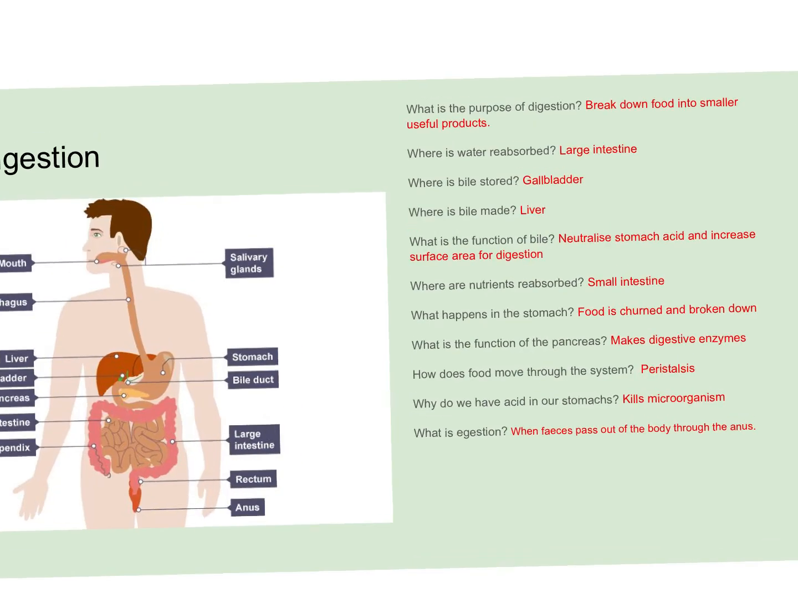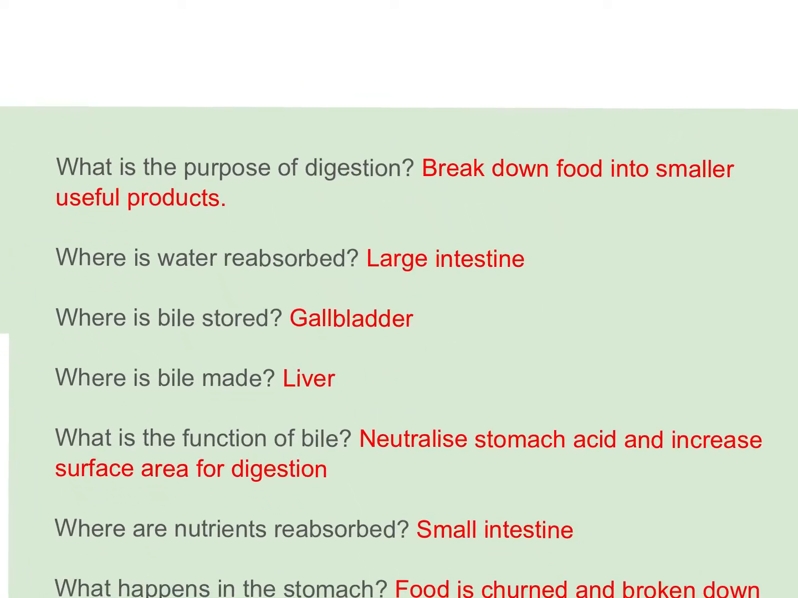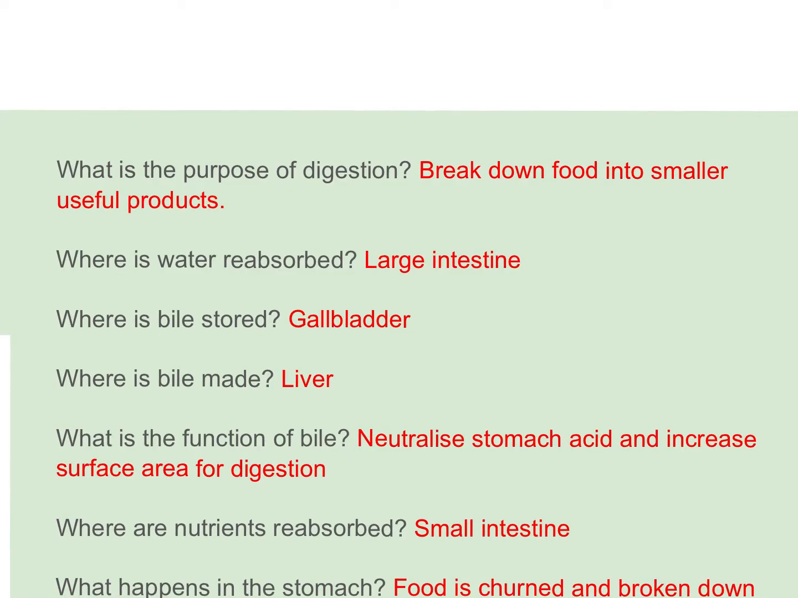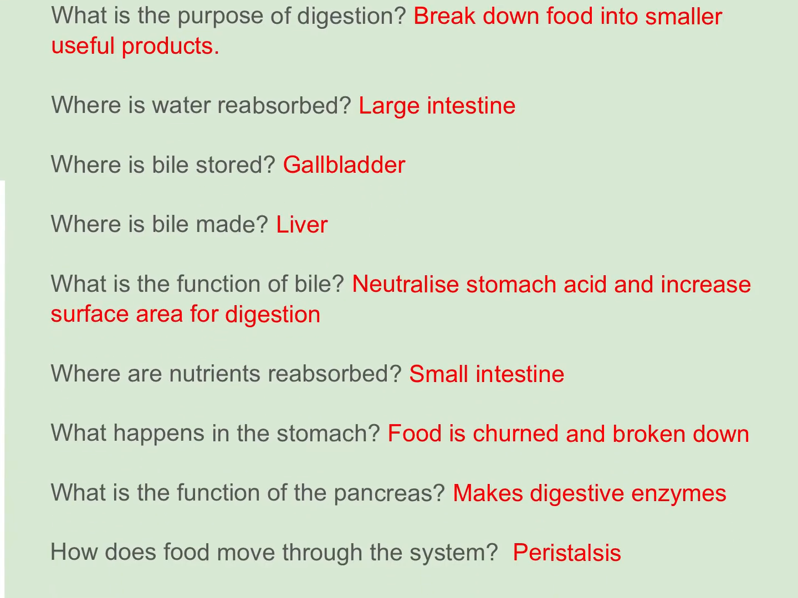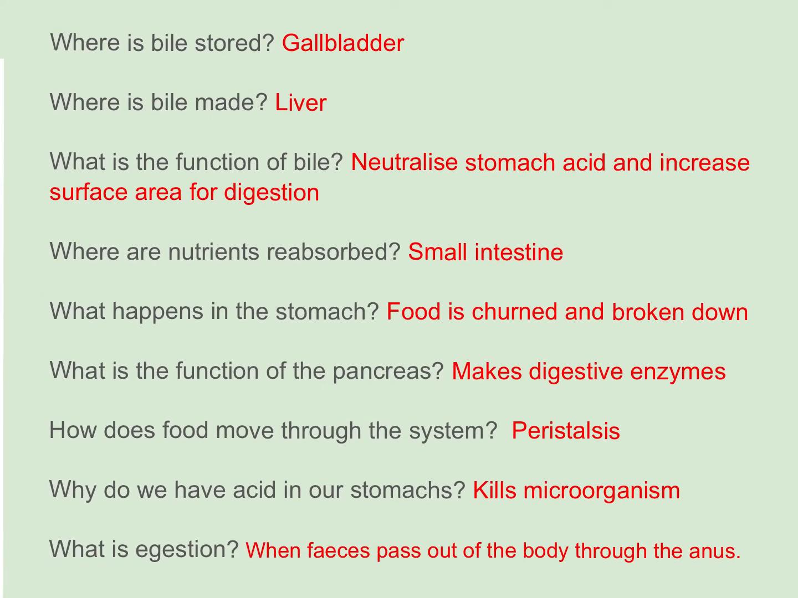Okay, what is the purpose of digestion? To break down food into smaller, more useful products. Where is water reabsorbed? In the large intestine. Where is bile stored? These questions come up quite a lot. Bile is stored in the gallbladder, is made in the liver. What is the function of bile? It neutralises stomach acid, increases surface area for digestion.